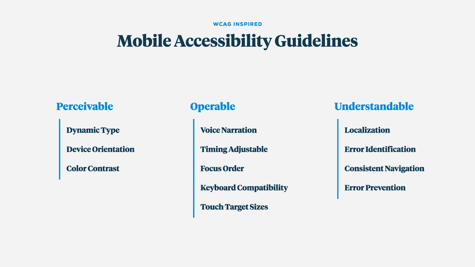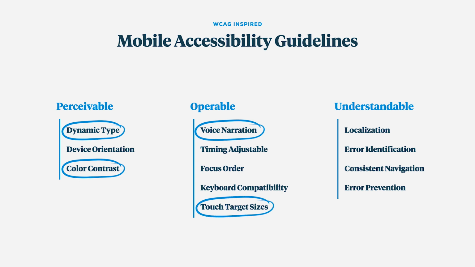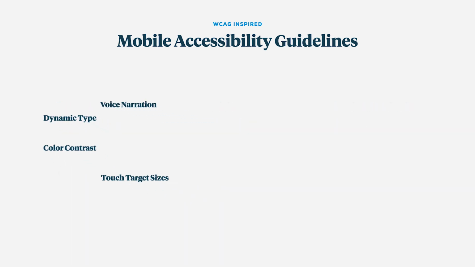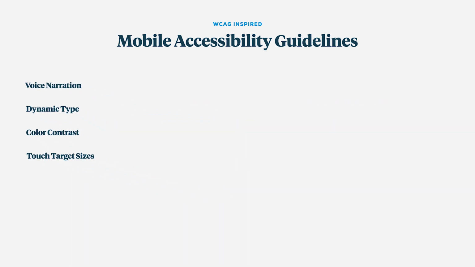I could probably give a lengthy talk on each one of these, but for today, let's focus on just four: dynamic type, color contrast, voice narration, and touch targets. That way we can see how WCAG standards sometimes map directly to native features, while others may be more vague and up for interpretation. The first area we'll look at is voice narration.